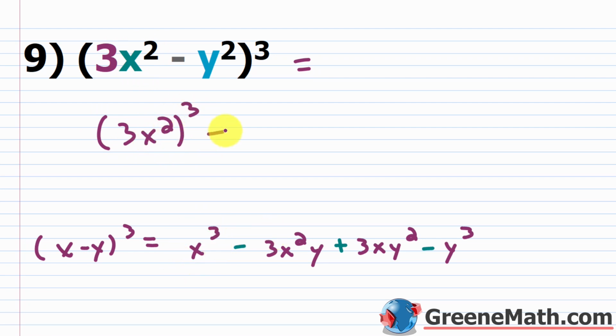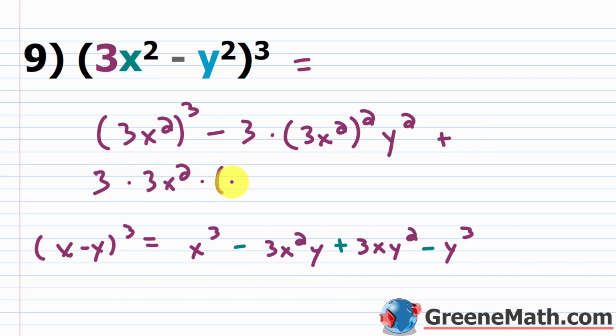Then I'm going to have a minus sign, okay, because there's a minus there. You have 3 times the first guy. So this 3x squared, so times this 3x squared being squared, okay? Then times this guy here, the second guy, which is y squared. Then we're going to have plus. Let me put this down here. We're going to have 3 times this first guy, which is the 3x squared, then times the second guy, which is y squared being squared. Then lastly, we're going to have minus. We're going to have this final guy, which is y squared, and this is going to be cubed.